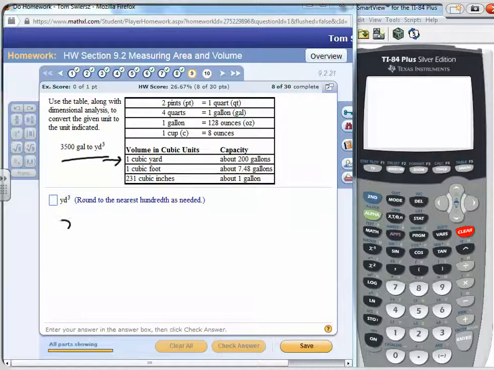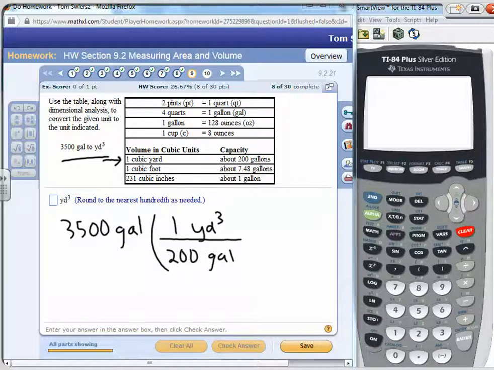So write down the given amount, 3,500 gallons. We want to convert to cubic yards. That goes in the numerator, so it's 1 cubic yard, and 200 gallons goes in the denominator, so that gallons cancels, and our answer will come out to be cubic yards. The number that is not 1, the 200, is in the denominator, so that tells us we're going to divide. So set up dimensional analysis so you know division.